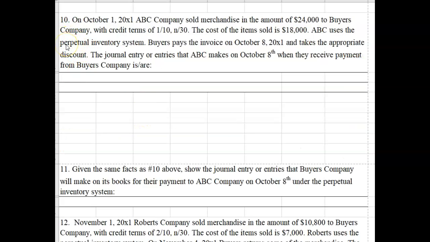Number 10. On October 1st, 20X1, ABC Company sold merchandise in the amount of $24,000 to Buyers Company with credit terms 1/10 net 30. The cost of the items sold is $18,000. ABC Company uses the perpetual inventory system. Buyers pays the invoice on October 8th, 20X1, and takes the appropriate discount. The journal entry or entries that ABC makes on October 8th when they receive payment from Buyers is or are.